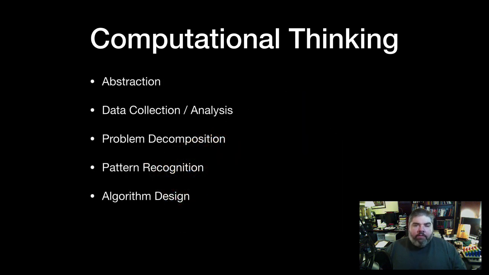There are 5 different facets that we talk about with the topic of computational thinking. Today, we're going to talk about abstraction.